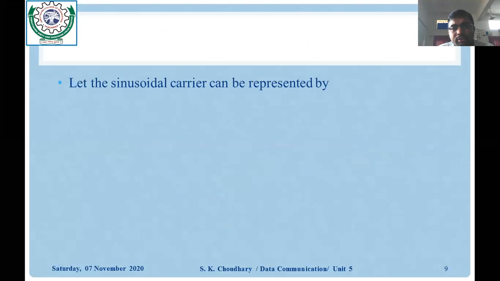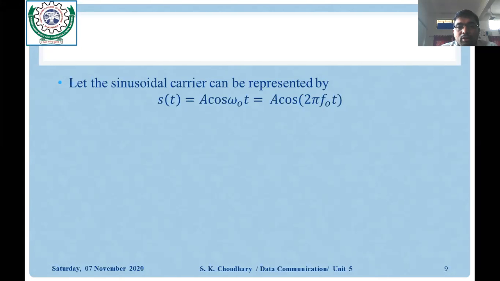Now we have to see how we can mathematically represent the ASK signal. Okay. So it is also very important. In all techniques we have to learn the mathematical equations. That is also very important, and you have to note down and remember this. This would be required to write in the paper. So let the sinusoidal carrier be represented by s(t) = A cos(omega naught t), where A is the maximum amplitude of the signal. It is a sinusoidal signal, that's why cos(omega naught t), or you can write it as A cos(2 pi f naught t). Omega naught can be written as 2 pi f naught.